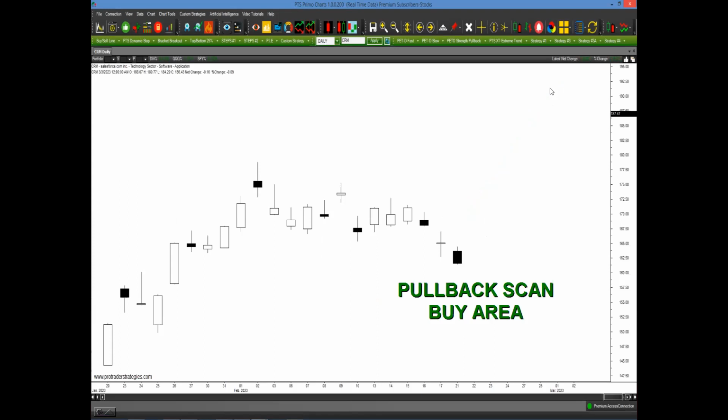All right, we have a pullback scan buy area right here in CRM, okay? Most traders would say, well, gosh, I don't understand. There's no news coming out. The earnings aren't due out for another couple of months. The market looks terrible, and the jobless claims are supposed to come out tomorrow. Why would I want to buy this? It's because the market is telling you it wants to go higher. Most likely, there's a high probability, just like that generic chart I shared with you, it's going up in an uptrend. This is the pullback, and it's ready to resume its upward course. And look what happened, okay?